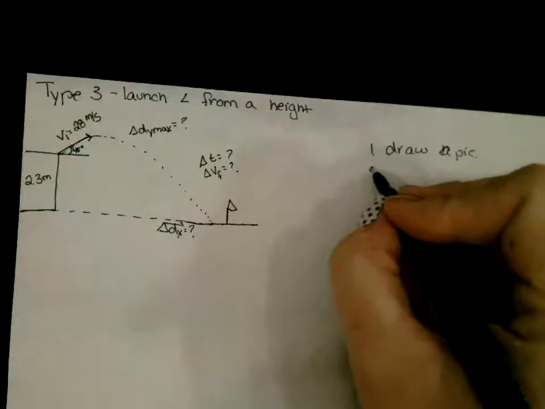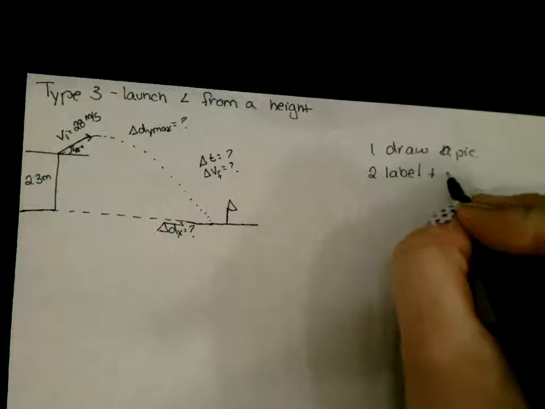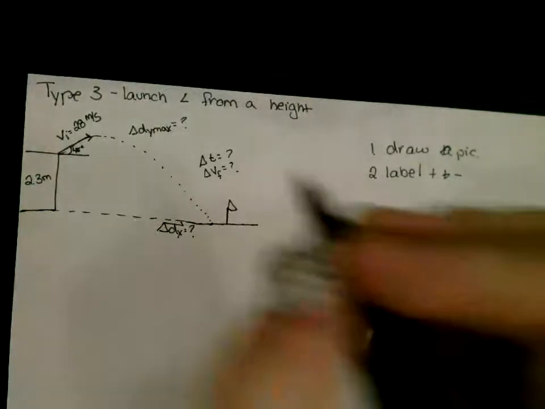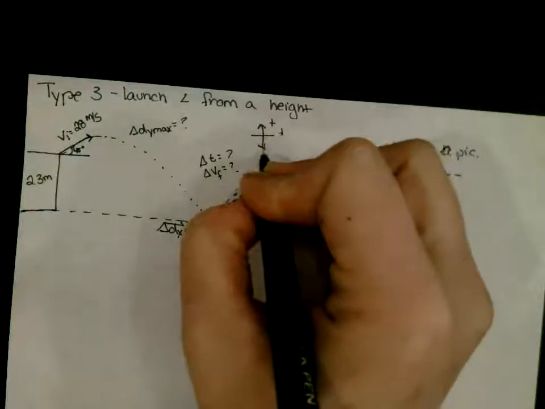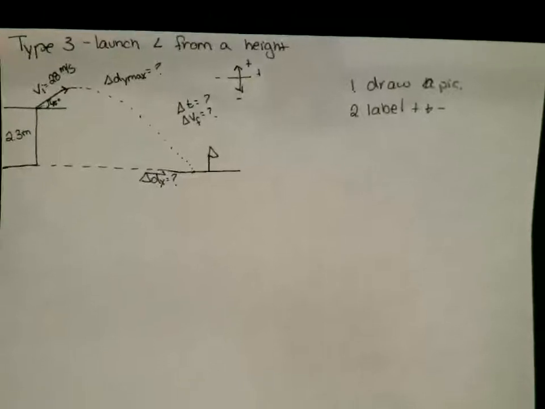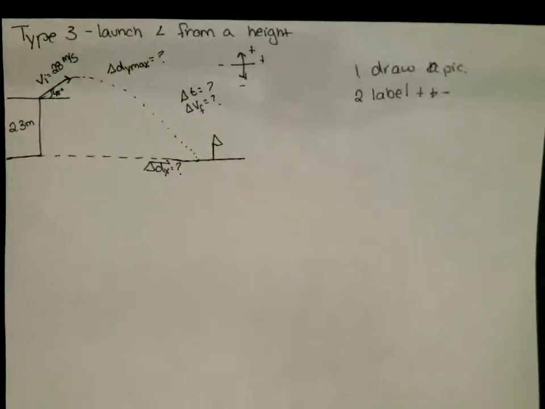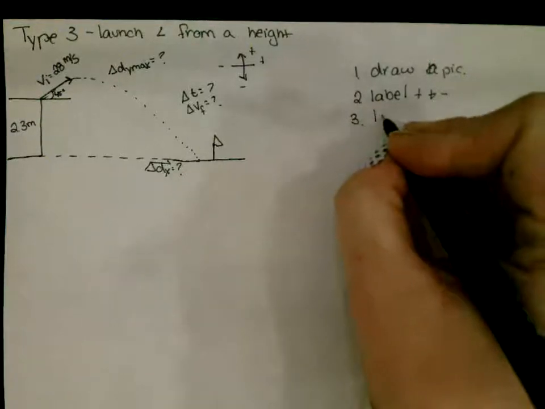After we draw our picture, we're going to label our directions. So I'm going to draw my compass. Positive, positive, negative, negative. Makes my life super easy. All right, and then I'm going to label variables.